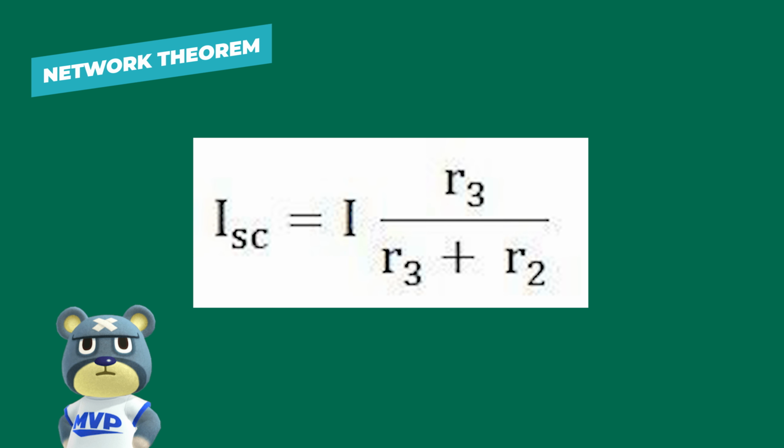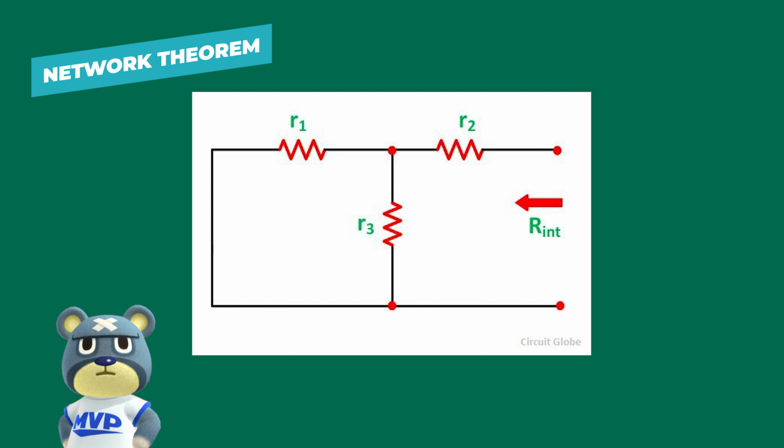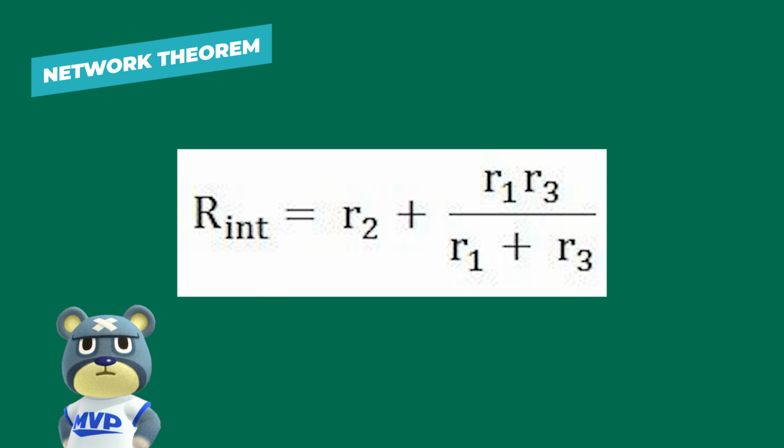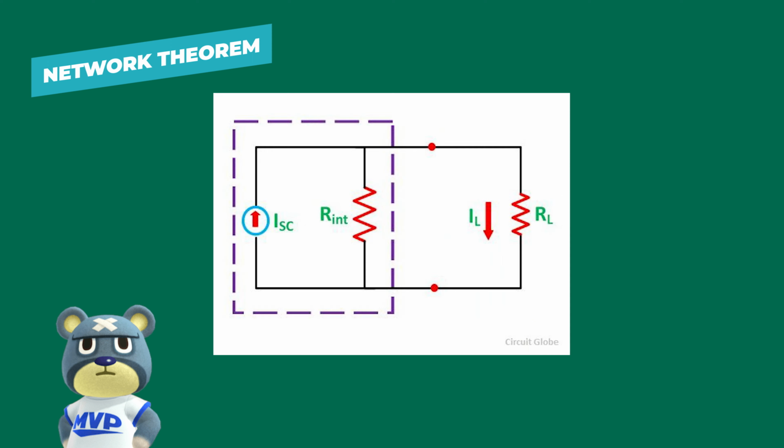Now the short circuit is removed and the independent source is deactivated as shown in the circuit diagram, and the value of the internal resistance is calculated by this equation. R int equals R2 plus R1 multiplied by R3 over R1 plus R3. As per Norton theorem, the equivalent source circuit would contain a current source in parallel to the internal resistance, the current source being the short circuit current across the shorted terminal of the load resistor. The Norton equivalent is represented in this figure.